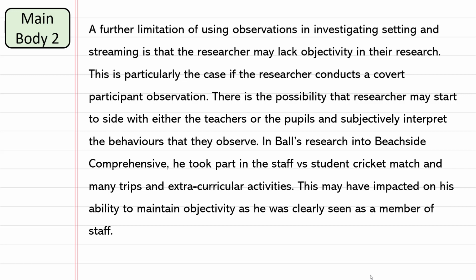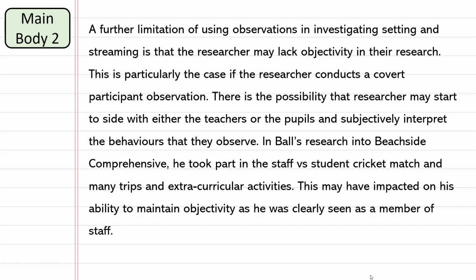Second paragraph, further limitation of using observations, investigating setting and streaming is that the researcher may lack objectivity in their research. We know that this is a strength or limitation of observations, that you can lose objectivity. This is particularly the case if the researcher conducts a covert participant observation. Okay, so we were still focused on the method here.